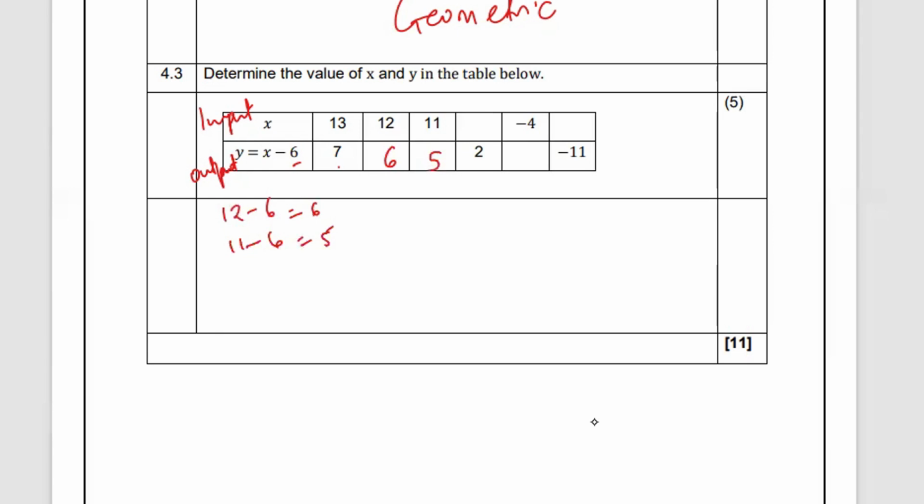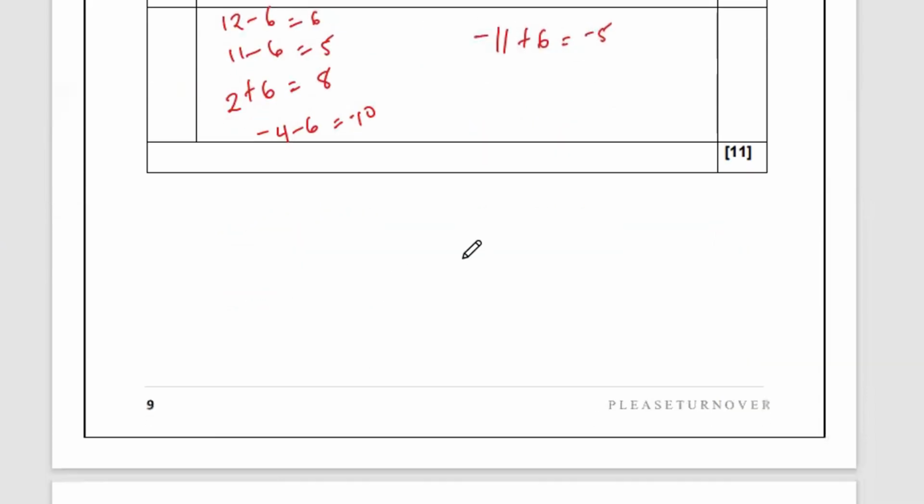Then for us to get the input from the output, we must apply the inverse operation. So it's going to be 2. Instead of subtracting, we must add the 6. This gives us 8. And then we have the input, so it's going to be -4 minus 6 gives us -10, which is our answer there. Then for us to get the input for -11, we said inverse operation. So -11 plus 6, we get a -5. So just like that, you get your 5 marks.